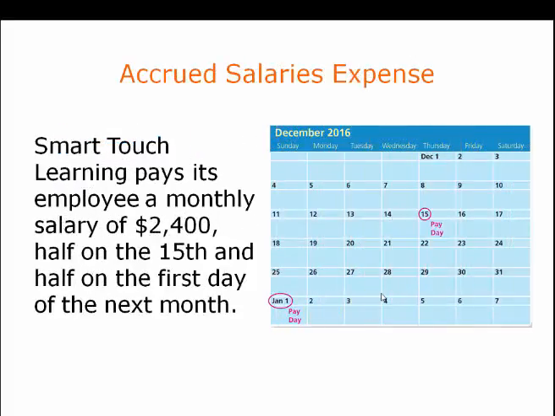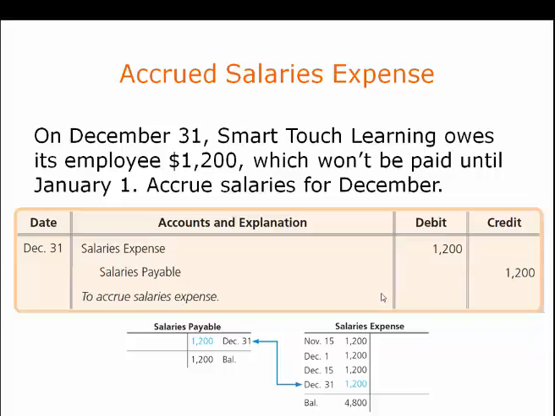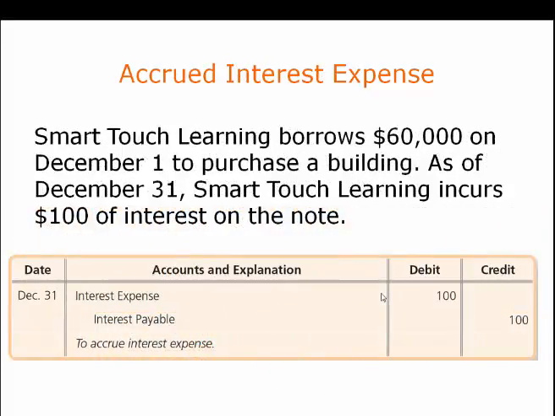So you can see here the timing. It says it pays their employees on the 15th and the 30th, $2,400 and $2,400. So they have paydays on the 15th and the 1st. Well, if they have paydays on the 15th and the 1st, they have a certain amount of money that they're going to have to show to accrue for December, because they're not paying their December pay until January the 1st. So they have to recognize a $1,200 salary expense and a $1,200 salary payable.